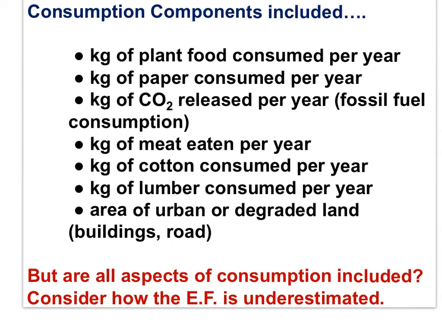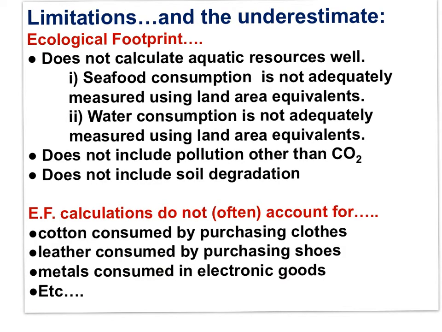For example, how are the resources that we obtain from the three-dimensional space of the ocean incorporated into land area terms? And do we really factor into the calculation all of the items that we consume? What's missing among the items consumed that would typically be unaccounted for by an ecological footprint calculation?